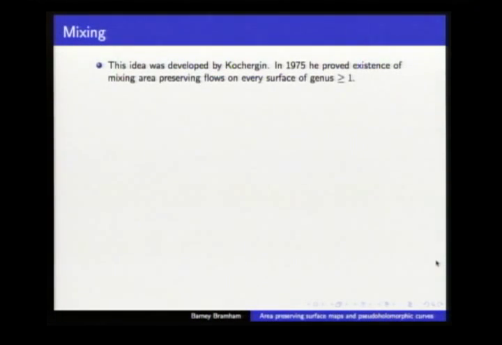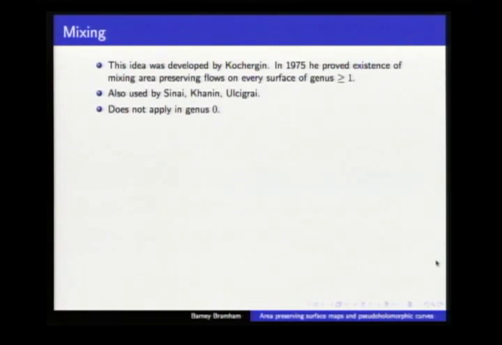This idea was used by Kochergin in the mid-70s to show that for higher genus surfaces, you can always have mixing area-preserving flows. Of course these are not Hamiltonian, these are just symplectic, otherwise the flow is integrable. And this is used by Sinai, Khanin, and Ulcigrai to prove all sorts of other results. Because you only have to take a perturbation of the integrable system in the first place, you can even show this behavior is not generic, but generic given certain conditions.